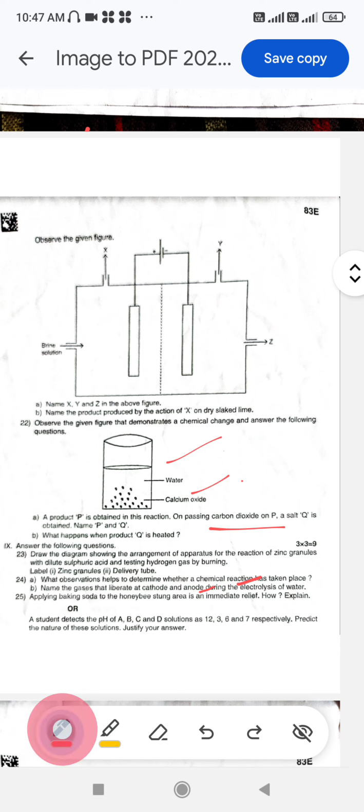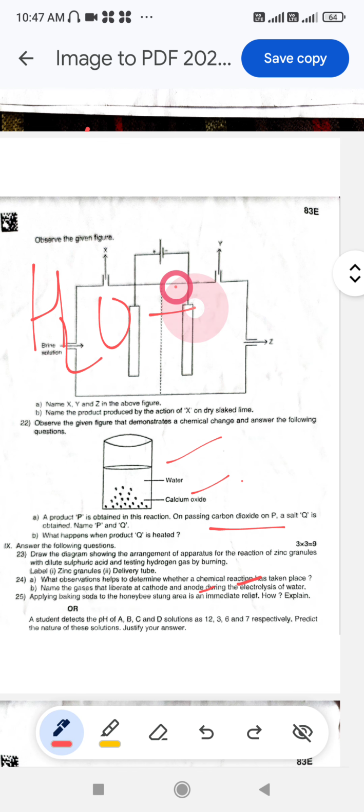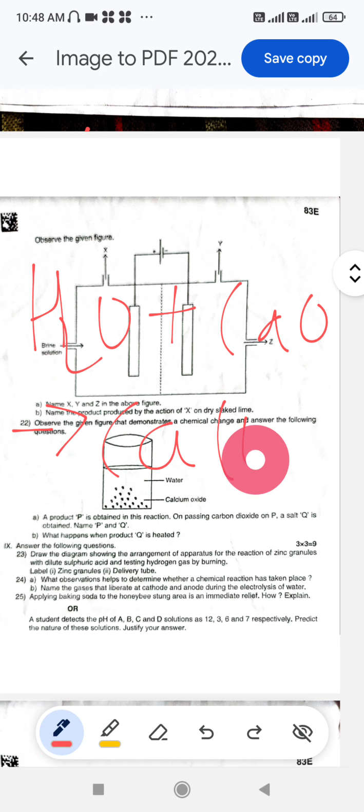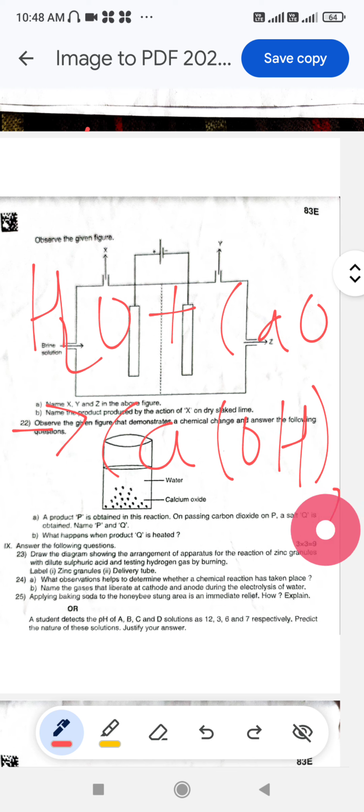Okay, first, what are they saying? Water is there, correct? What is reacting with water? Calcium oxide, correct? Water is reacting with calcium oxide, and which product is formed? That product P is formed, they are saying. What is P? Calcium hydroxide will be formed. When water reacts with calcium oxide, it will produce Ca(OH)2.